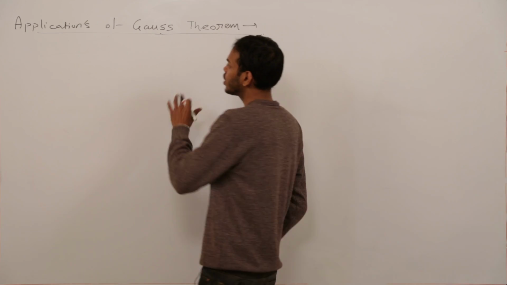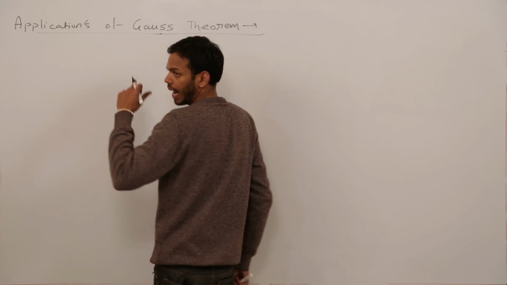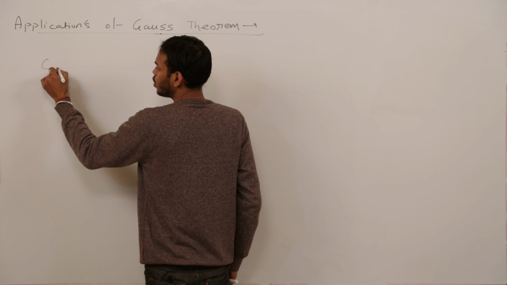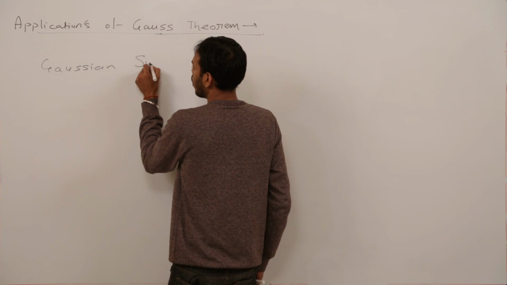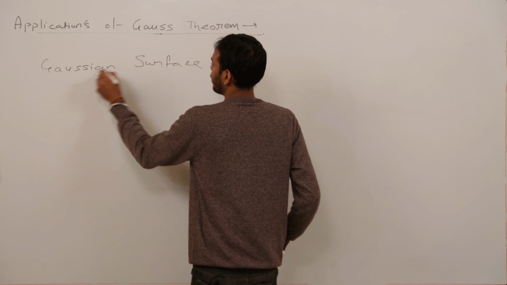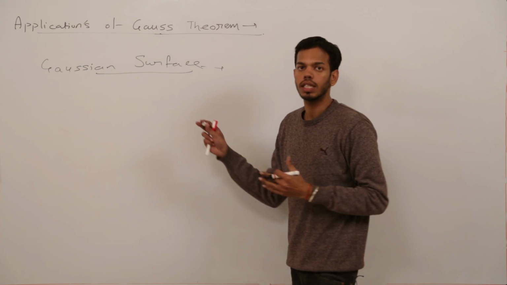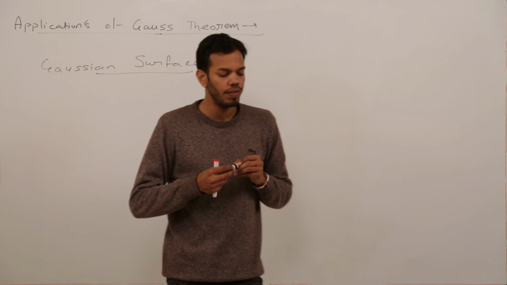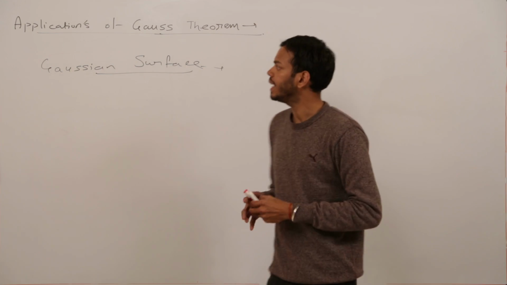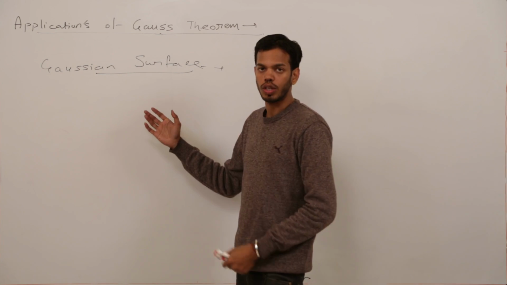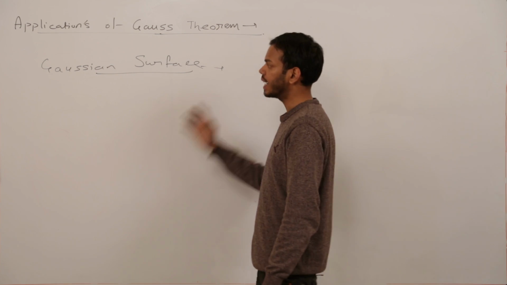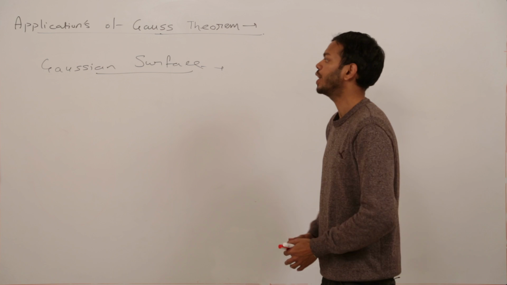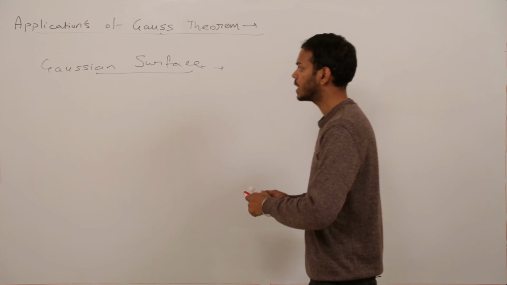Moving on to applications of Gauss theorem. And before that, let's introduce a new term, Gaussian surface. What do we know about it? We will always consider Gaussian surface when we prove any application from Gauss theorem. These surfaces are used to find electric field for any arbitrary point or group of charges or any single charge.